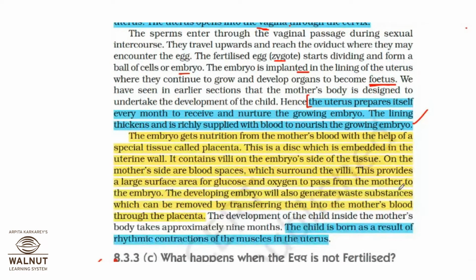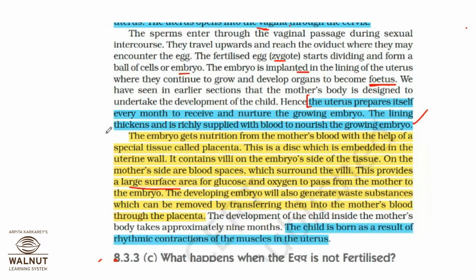This is a disc which is embedded in the uterine wall. It contains villi on the embryo side of the tissue. On the mother's side are the blood spaces which surround the villi. This provides a large surface area for glucose and oxygen to pass from mother to the embryo. The developing embryo will also generate waste substances which can be removed by transferring them into the mother's blood through the placenta.